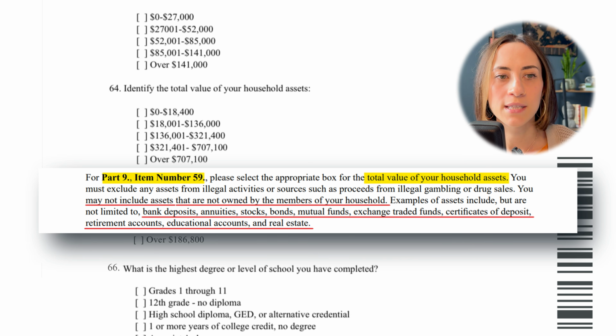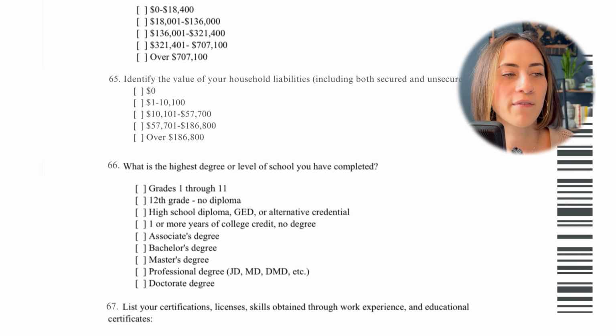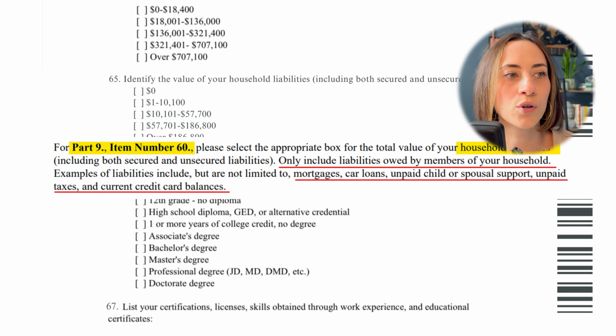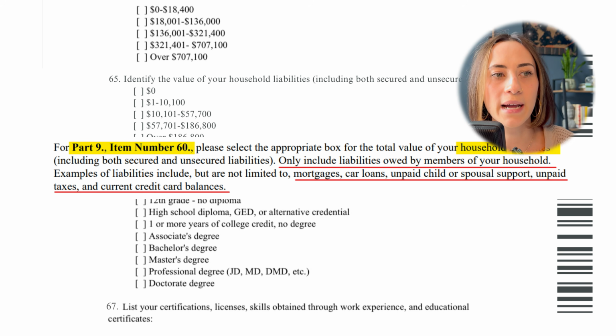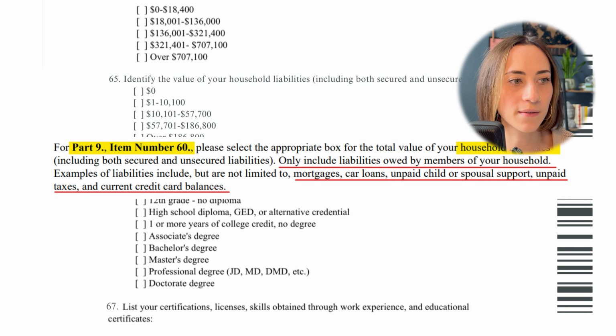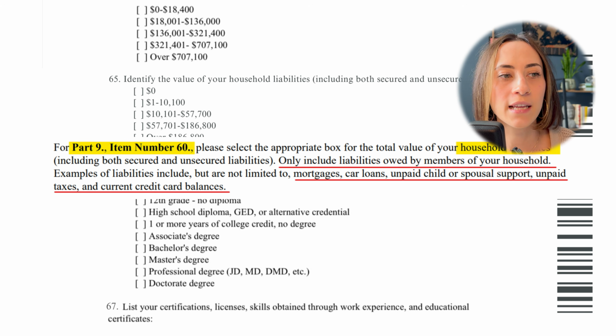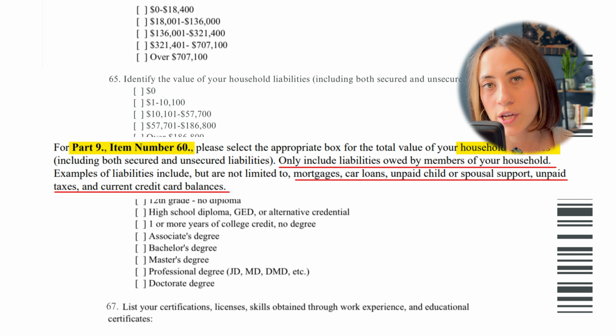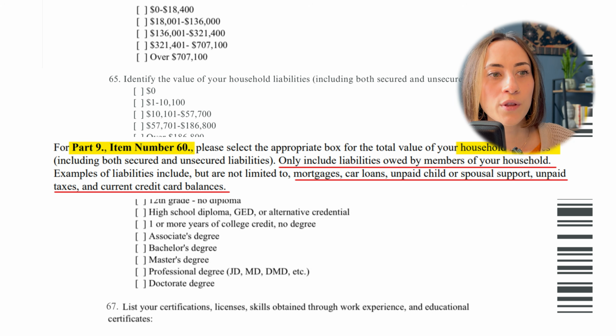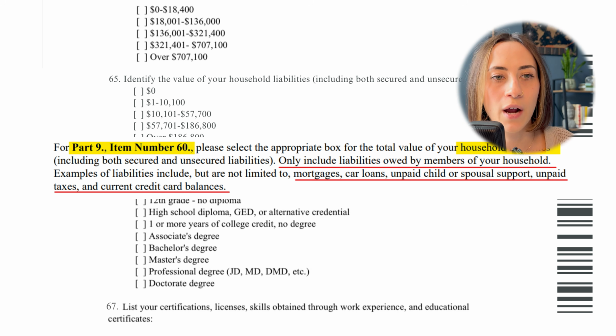And they do give you some samples of assets you can include: bank deposits, stocks, bonds, etc. Real estate also counts. Next, provide the value of household liabilities. So by liabilities, they mean anything that you owe, anything that you still have to pay back, any credit card balances you still have, loans, mortgages. And again, you only need to include liabilities from the members of your household.